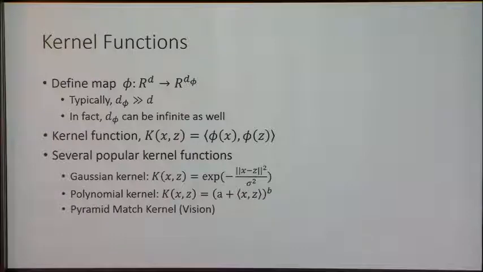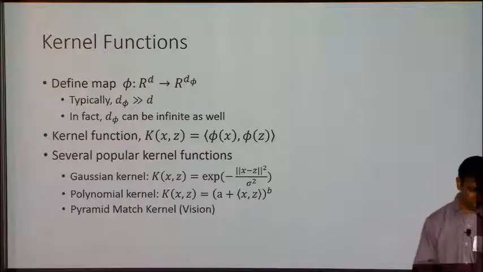So suppose I have a map from R to the power d, which is my original space, to a much higher dimensional space R to the power d phi. And in fact, d phi can be infinite in several cases as well. A kernel function is just defined as a function over x and z in R to the power d that computes the inner product of these two high dimensional Hilbert space vectors. Okay, and there exist several popular kernel functions. Some are very nice parametric functions, for example the Gaussian or RBF kernel or the polynomial kernel.